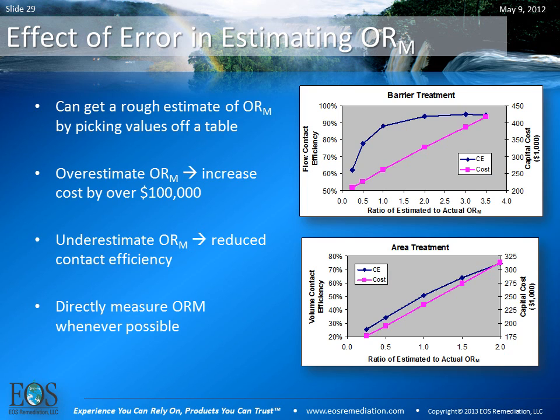Now, the effect of error in estimating your oil retention, your maximum oil retention. So this is a key parameter in the design, and you probably notice as you play around with it that it does change the output pretty substantially. But you can get a rough estimate for ORM by picking values off a table. But the problem there is that if you overestimate, you can increase your cost by hundreds of thousands of dollars. If you underestimate, you don't get the contact efficiency that you want. So we highly recommend that you measure your ORM whenever possible.